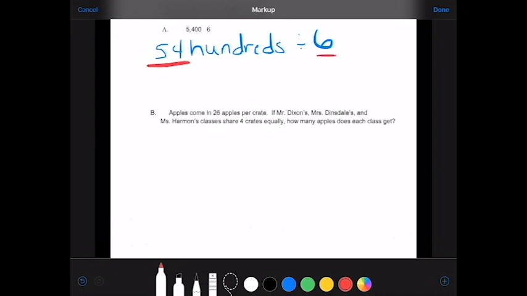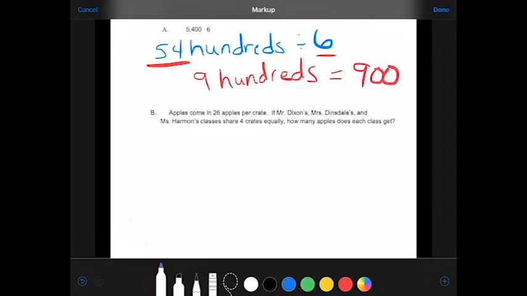If you go back to your skip counting, you would remember that that would be 9 times. So it would be 9 hundredths. And then I can just write it correctly or in standard form. 9 hundredths equals 0.09. Let's look at part B.